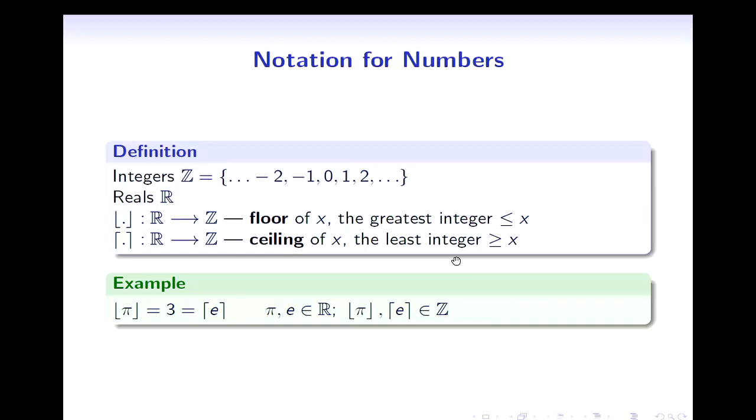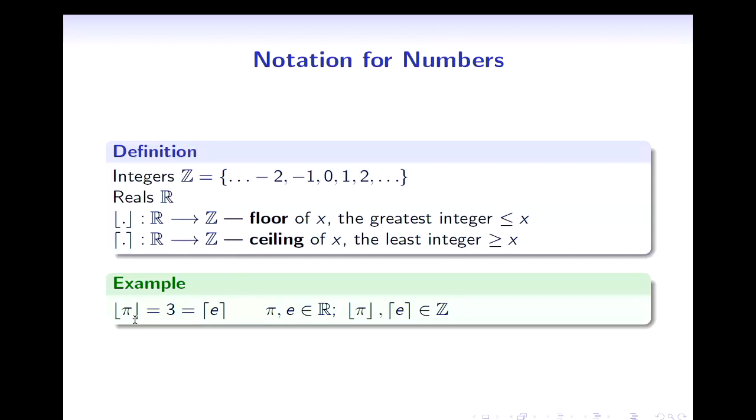Now, the floor is denoted by this standard syntax. The floor of a number maps a real number into an integer and is defined as the greatest integer that is not larger than the number itself. And the ceiling of a number, denoted with these two symbols, is the least integer that is greater or equal to x. Now here are two very simple examples that should make it very clear.